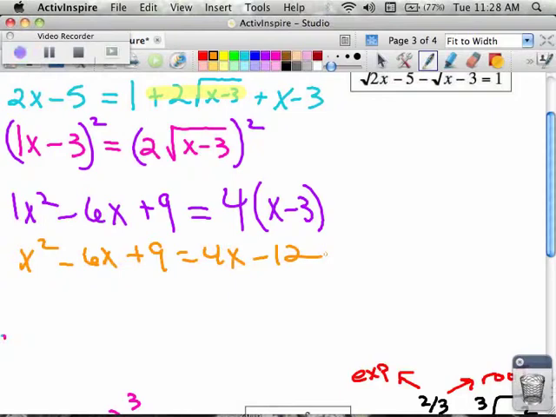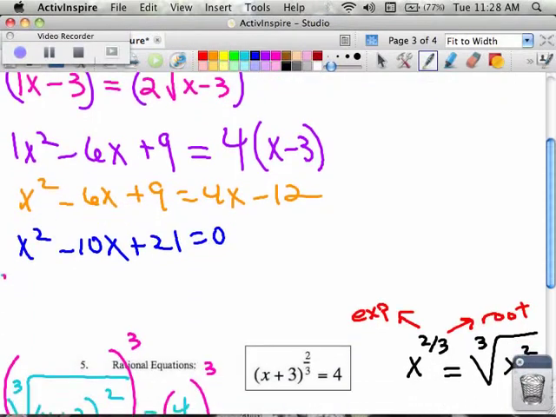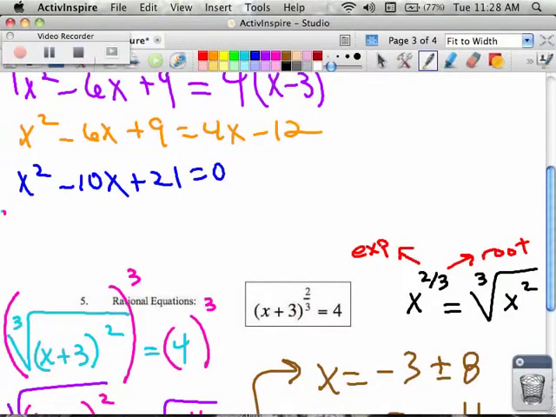Now I'll get everything onto one side, because we want the quadratic equal to 0. So the x squared is already here. If I move the 4x to the left, it becomes negative 4x for a total of negative 10x. If I move the negative 12 to the left-hand side, it becomes positive 12 for a total of positive 21. I can set that equal to 0. If I'm fortunate enough, that stuff will factor.